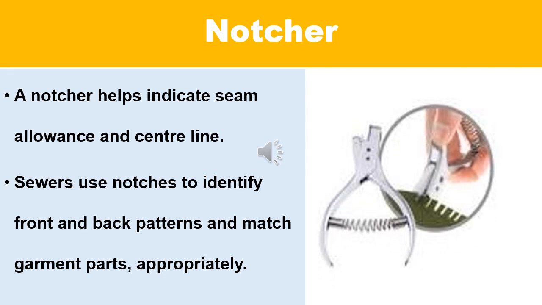The notcher. A notcher helps indicate seam allowance and center line. Sewers use notches to identify front and back patterns and to match garment parts appropriately. Here is an image of a notcher.